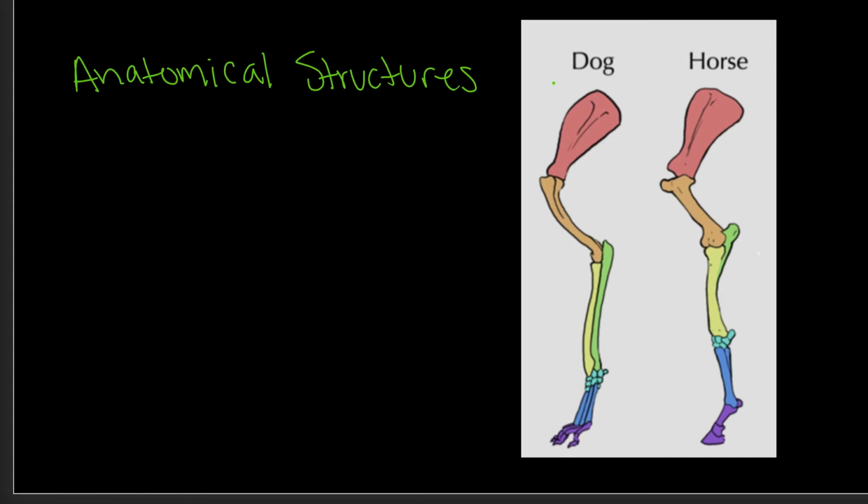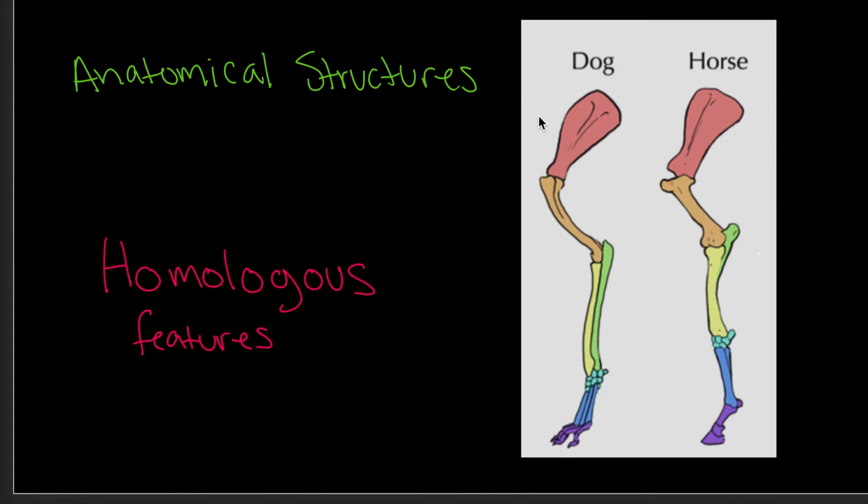For example, when we look at the front legs of a dog and the front legs of a horse, we see similarities in the bone structure. These structural similarities are due to common ancestry. The ancestor of both dogs and horses must have had a similar front leg structure. We call these similarities homologous features. Scientists come up with hypotheses of species relatedness and shared common ancestry by comparing homologous features. The more homologous features shared between two species, the more likely they share a common ancestor.